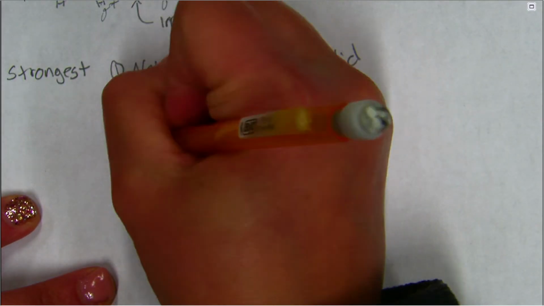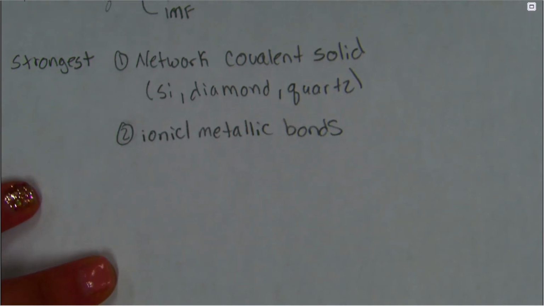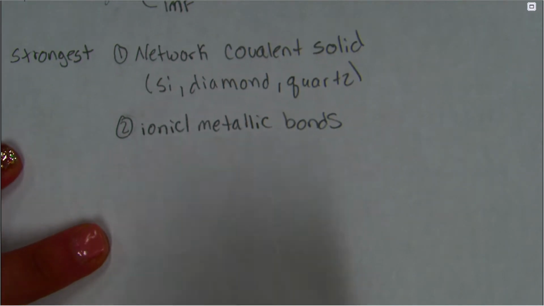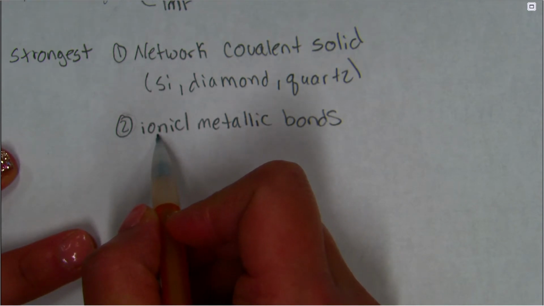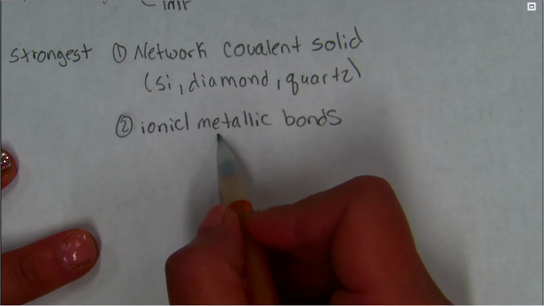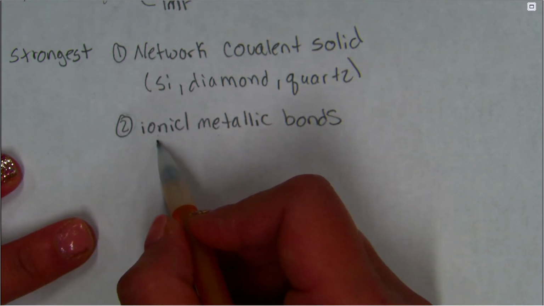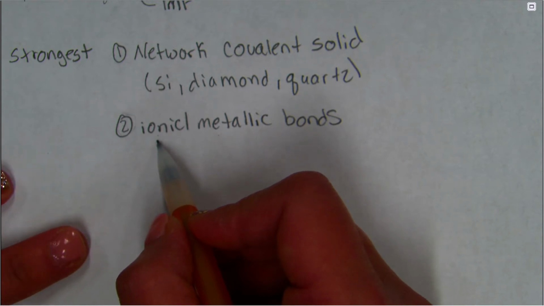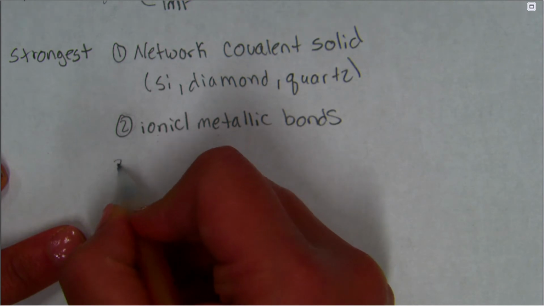We then have ionic and metallic bonds. Ionic being things that contain a metal, nonmetal, or a polyatomic ion. Metallic bonds being just a plain metal. Now remember, guys, polyatomic ions are ions that are covalently bound together. All right, so a review from a previous unit.